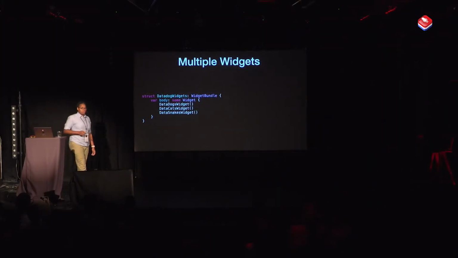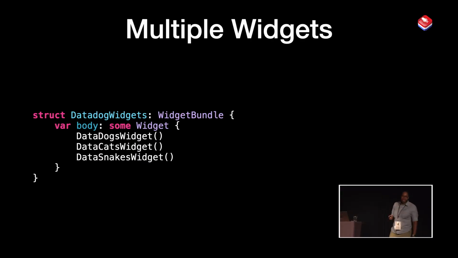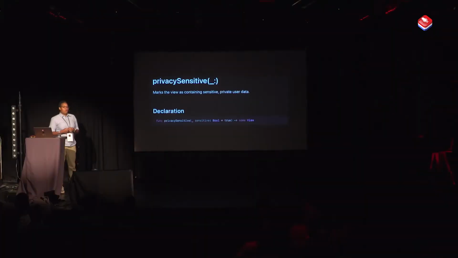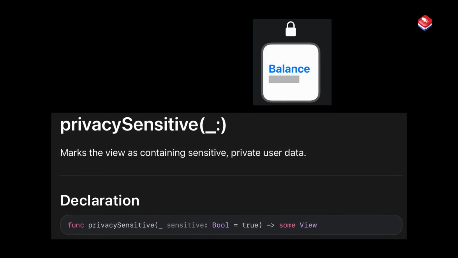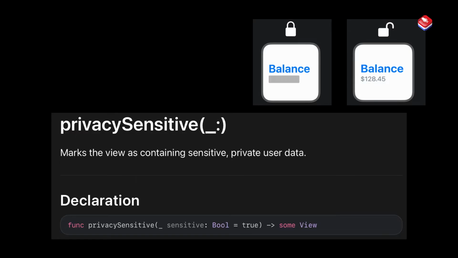You can also use multiple widgets. Just look at the Datadog one. So you can have multiple widgets like they have, and in different kinds. But you can also take care about the privacy. If you are in a banking application, you want to not display content when the device is locked, but display it when it will be unlocked, by using the privacy sensitive function.